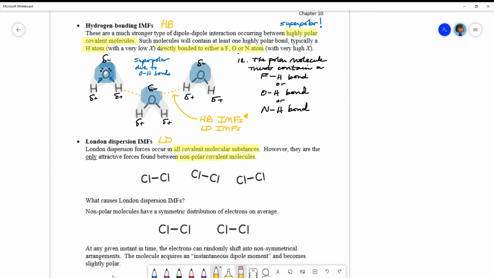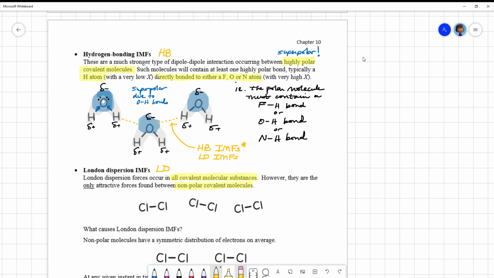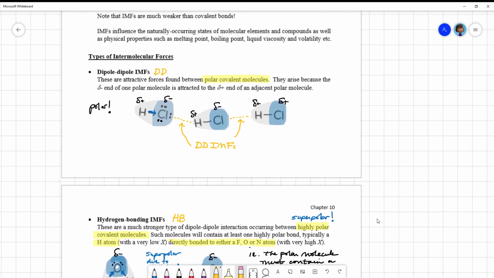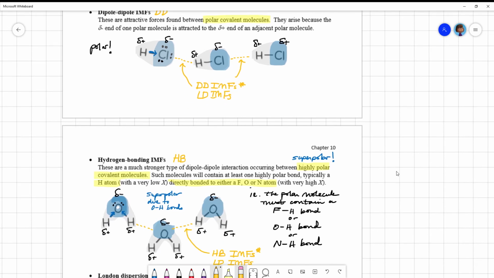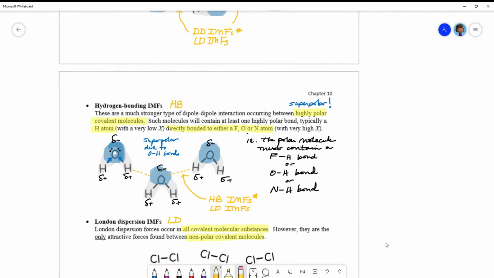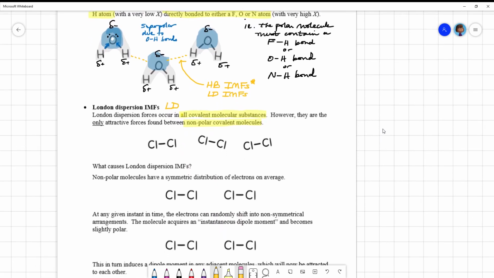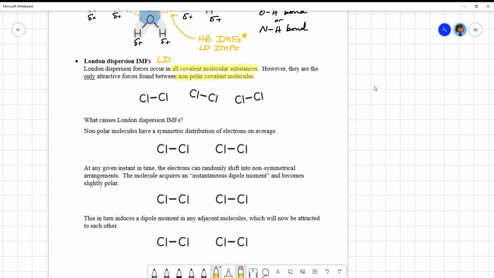And if I scroll back to my earlier example of HCl, there we go, there's HCl, where I said that the IMFs are dipole-dipole IMFs. Well, that's true. And they are the dominant type of IMF present, but London dispersion intermolecular forces are also occurring between these molecules.